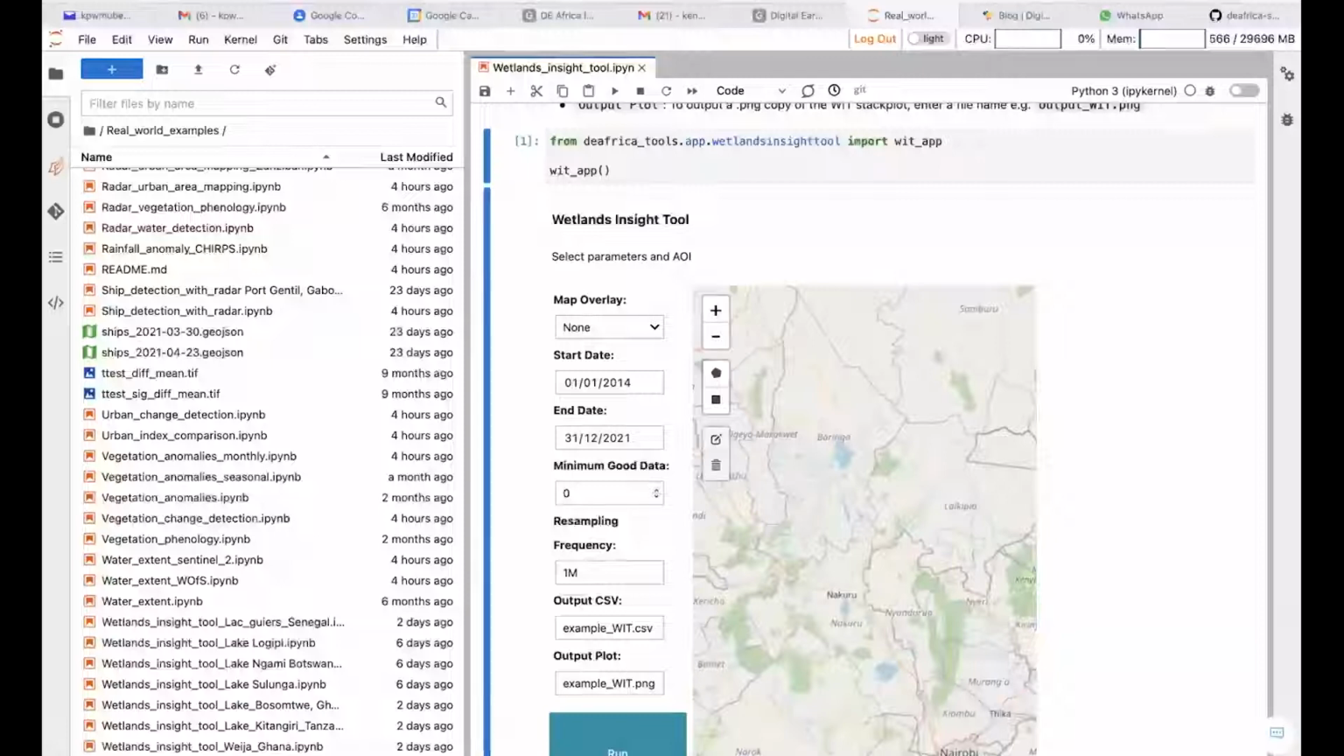Maybe around Lake Nakuru, Kenneth, okay. If you haven't done, yeah.